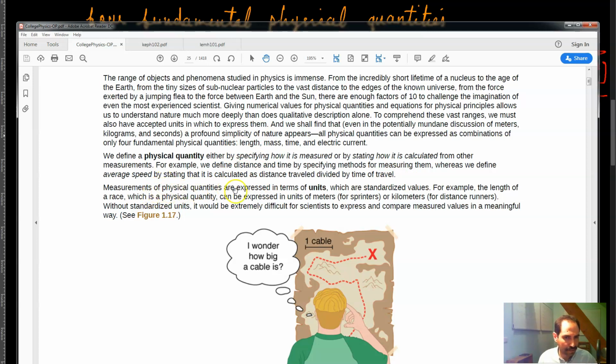So measurements of physical quantities are expressed in terms of units, which are standardized values. For example, the length of a race, which is a physical quantity, can be expressed in units of meters for sprinters, or kilometers for distance runners, right? So without standardized units, it would be extremely difficult for scientists to express and compare measured values in a meaningful way.